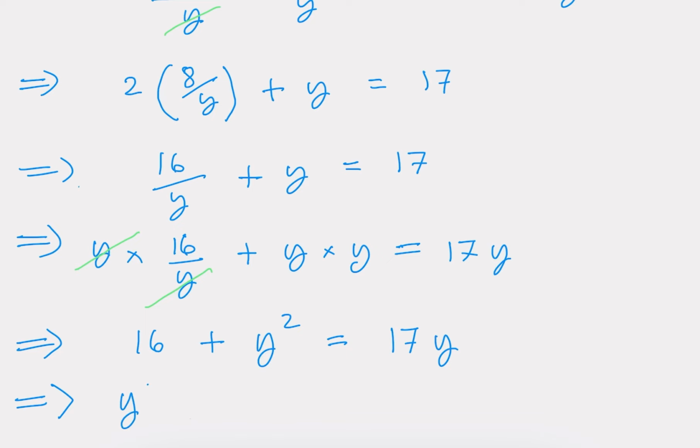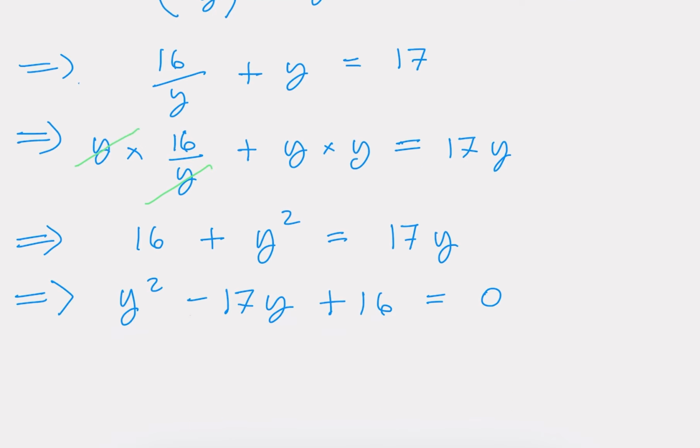We're going to end up with y squared minus 17y plus 16 is equal to 0. You see, it's a quadratic equation written in standard form. And we have to solve for this unknown y. So now, we basically have to factorize this trinomial on the left-hand side of this equation.